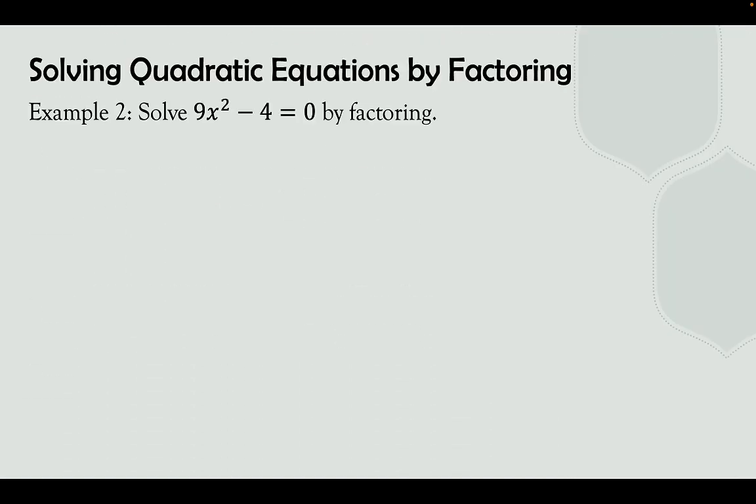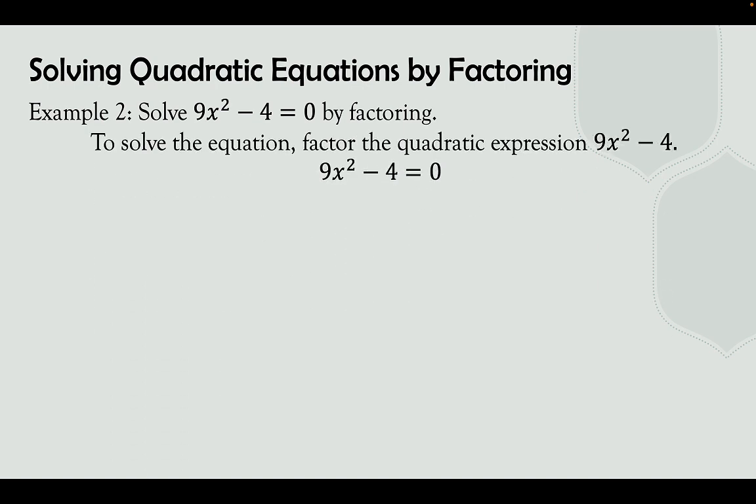Let's try example number 2. Solve 9x squared minus 4 equals 0 by factoring. To solve this one, since we already have it in standard form, we need to factor 9x squared minus 4 equals 0. The factors are 3x plus 2 and 3x minus 2 equals 0.